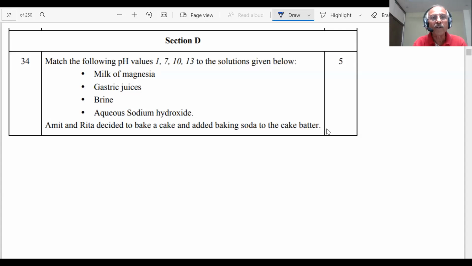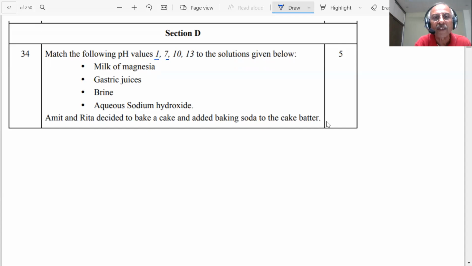Question number 34, students, 10th CBSE sample paper. Section D, question says match the following pH values. You are given 1, 7, 10, 13 to the solutions which are given. Students, solutions are milk of magnesia, gastric juice, brine, aqueous sodium hydroxide.